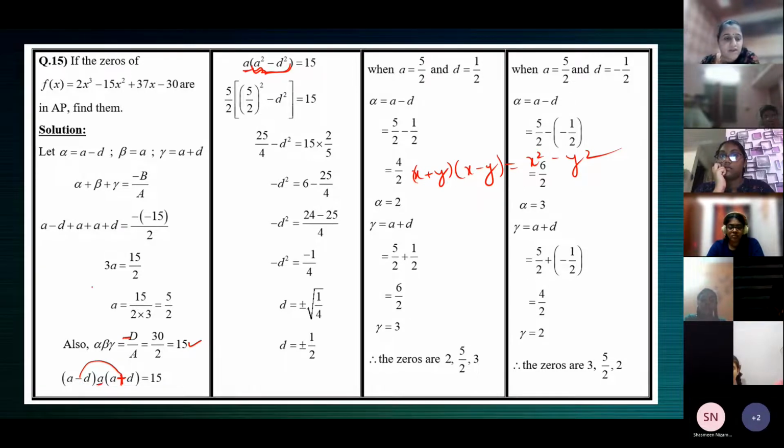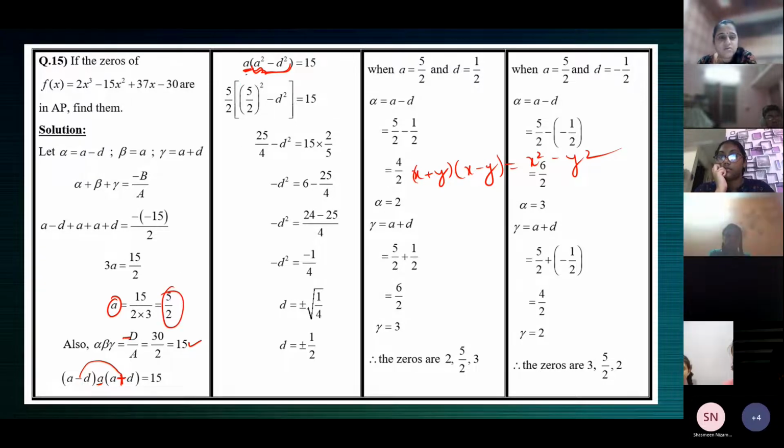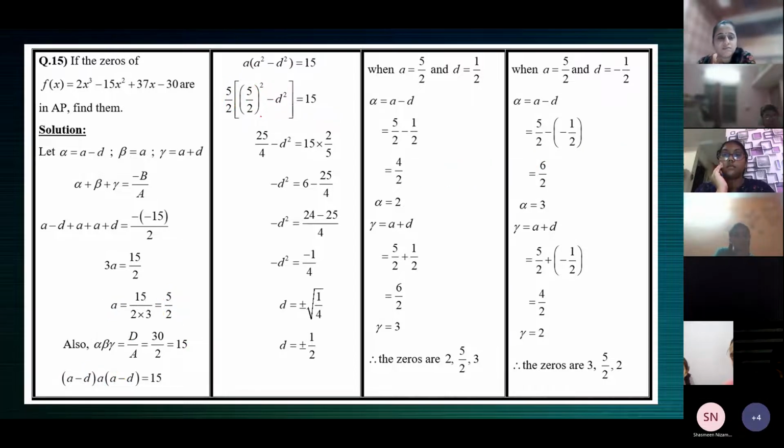Then I've substituted the value of a. A we got is 5 by 2. So in place of a, 5 by 2. So children, when you solve this, you can find the value of d. How do you solve this? This 5 by 2, I've taken it to the other side. I've transposed 5 by 2, so it becomes 2 by 5. 15 into 2 by 5.